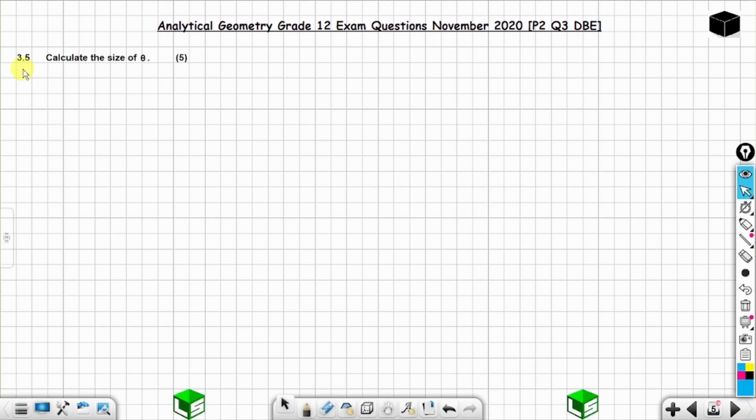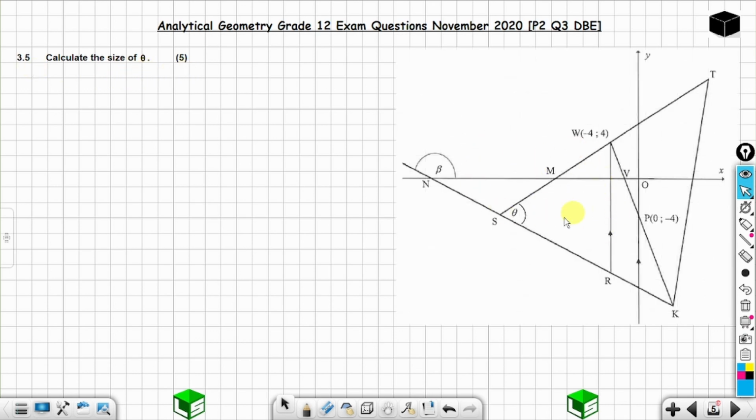Now 3.5, calculate the size of theta, 5 marks. You are given this, this is theta. Calculate the size of theta, this angle. You can see the angle theta is created by the line ST and the line SK. The line ST and the line SK, the angle is created. And you also have this triangle. Can you see this triangle?